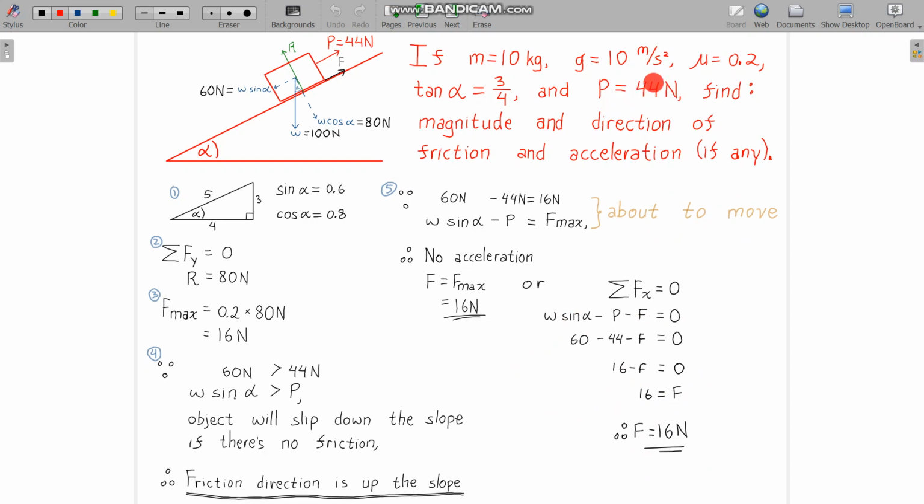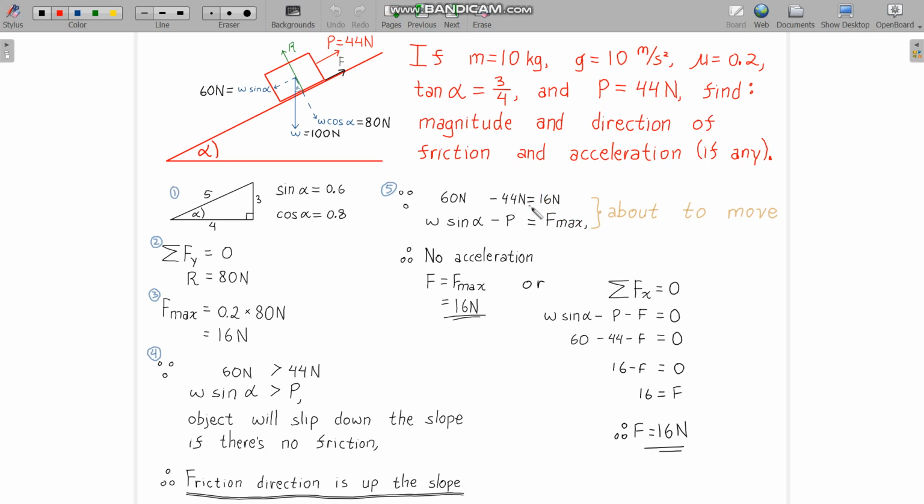Now what if the P is only 44? If the P is only 44, we do exactly the same thing here. The direction of friction is again up the slope because 60 is bigger than 44. So this means the object will slide down the slope without friction. So the friction direction is up the slope, and we know that 60 minus 44 is exactly 16. So this means the object is about to move down the slope.